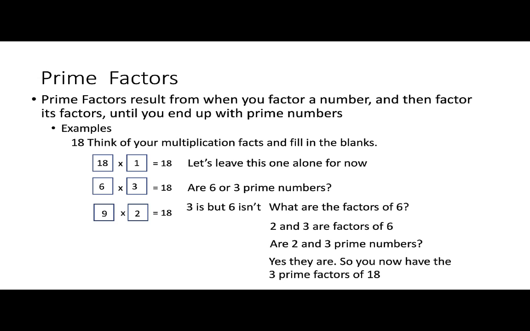So now you have the 3 prime factors of 18. You have the original 3, you have the 2, and the 3. The last 2 are the ones that made up 6. And so if you multiply 3 times 2 times 3, what do you get? Check that out, and we'll talk later.